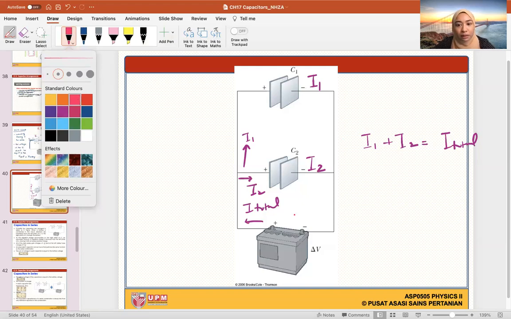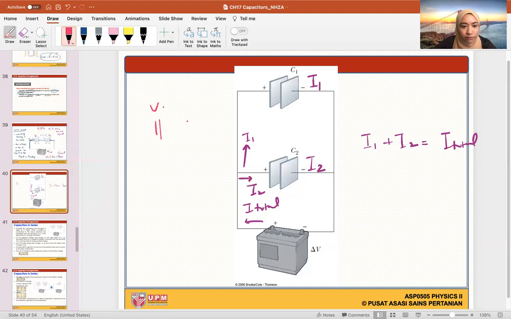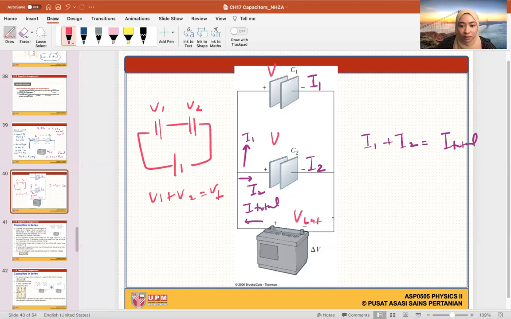So V for parallel, previously kita tengok, this was V1, this was V2 for a series, right? So what is V1 and V2? V1 plus V2 should be equal to V total. For a parallel circuit, the V is equal. So if this is V battery and the value is 10, this is also V battery. This is also V battery. So capacitors that are in parallel with the battery will have the same voltage.